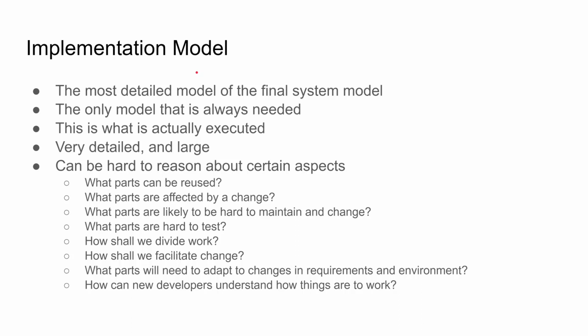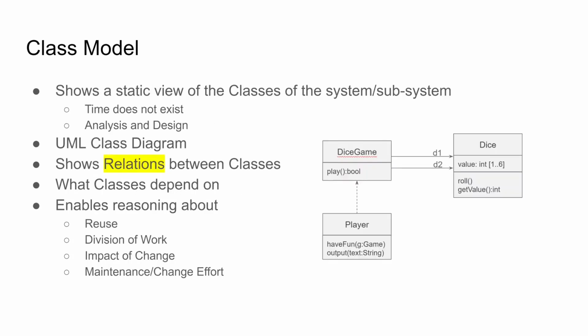So while the implementation model is the only model that is actually needed and in some respect contains the truth of the system, we also want to complement this by using other types of models. And basically we have looked at almost all of these models already.